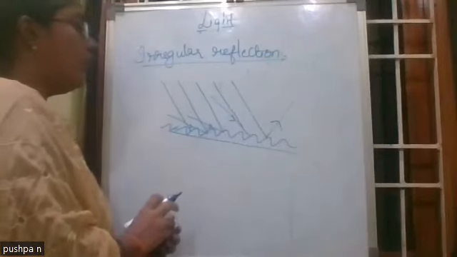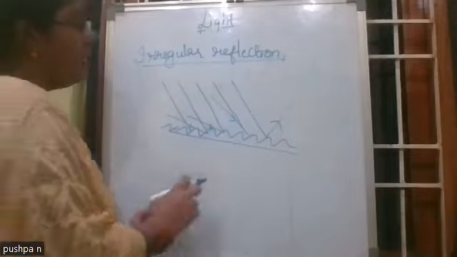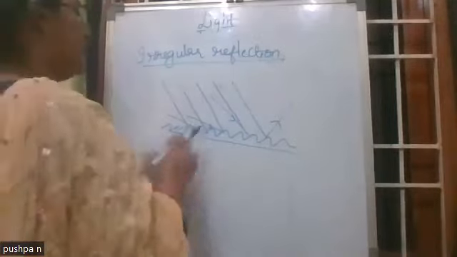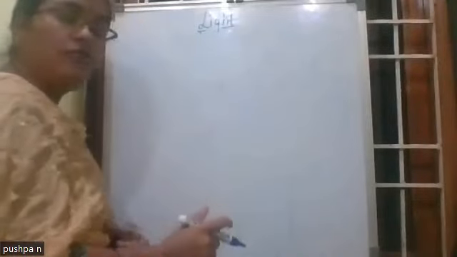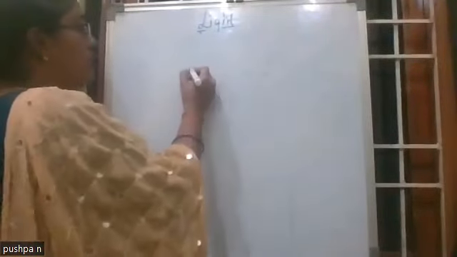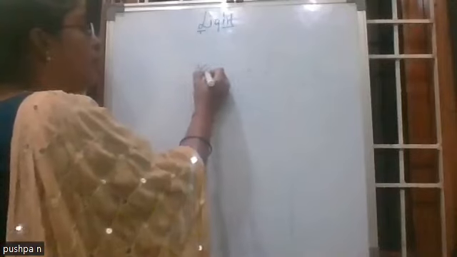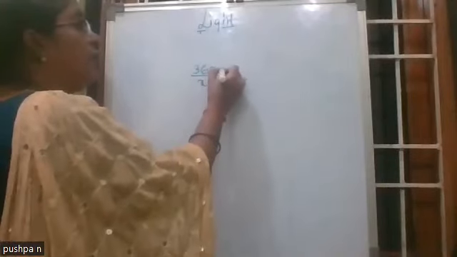If you want to find out, like in the kaleidoscope we have seen, no? If you want to find out the multiple reflections, the images formed, we can find out with this formula.